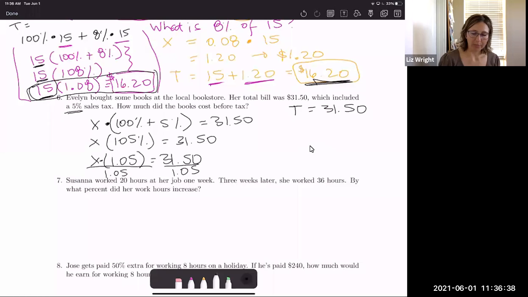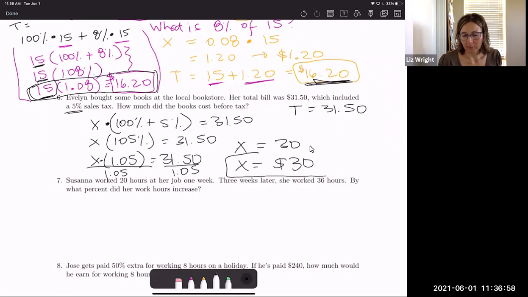And then when you take $31.50 and you divide it by 1.05, what are we getting? We're getting $30. X equals 30, but then don't forget your label. X equals $30. Well, what does that even represent? X is the original price of the books. So X equals $30, which was the original price of the books.